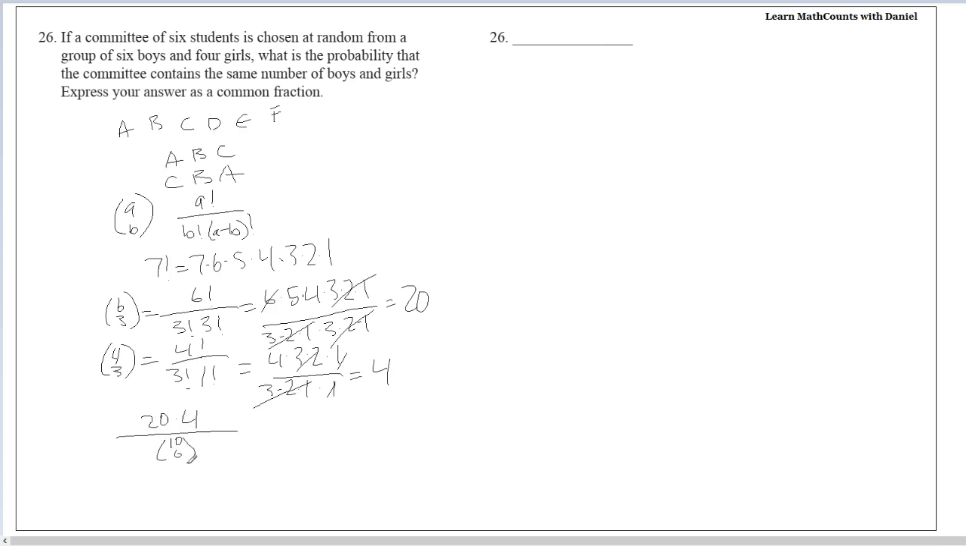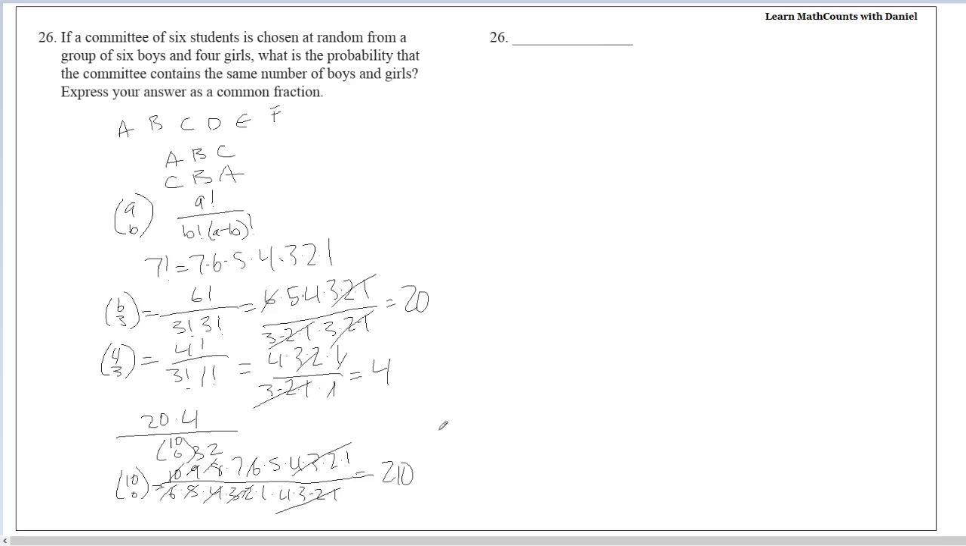10 choose 6. So we have 10 choose 6, which is 10 times 9 times 8 times 7 times 6 times 5 times 4, all of that over 6 factorial times 4 factorial. So then we cancel 6. We cancel this 5 and 2 with a 10. We cancel 4 with 8. And cancel 3 with 9. Which leaves us with a total of 3 times 2 times 7 times 5, which is 210.